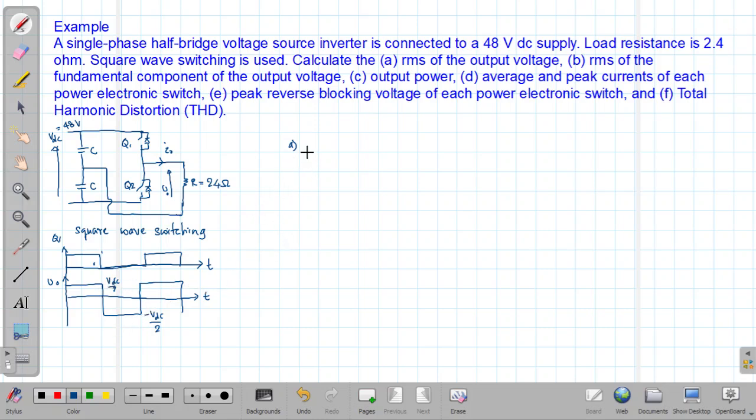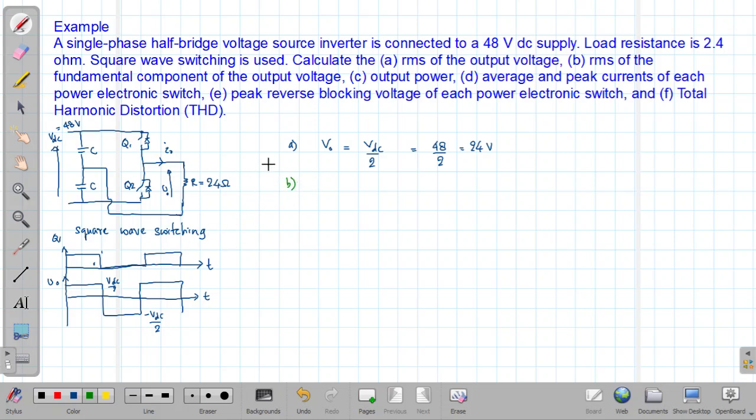So the output voltage RMS we can express as VDC by 2. So this would be equal to 48 divided by 2, which is equal to 24 volts. So I think that is straightforward.